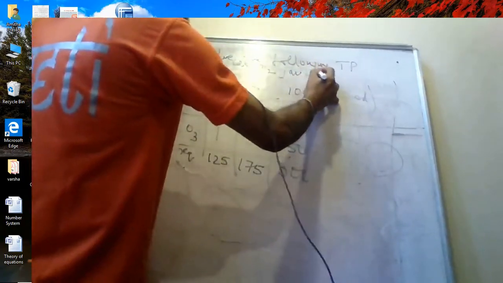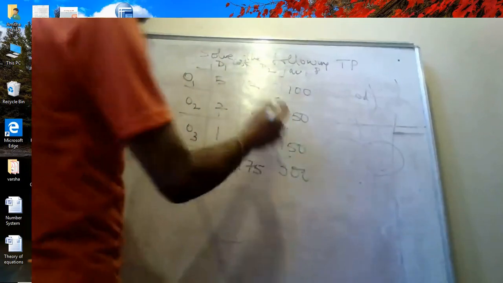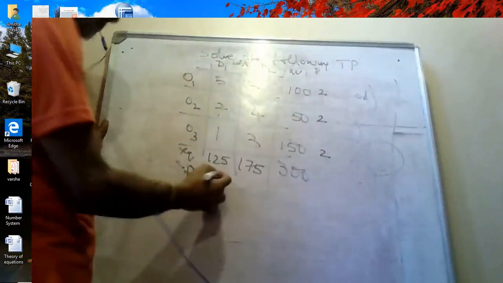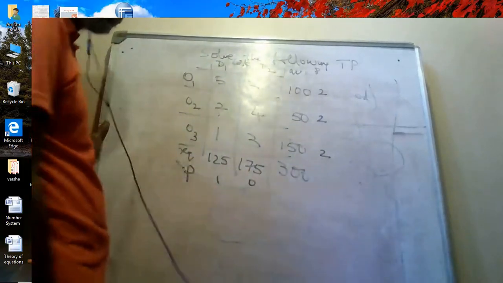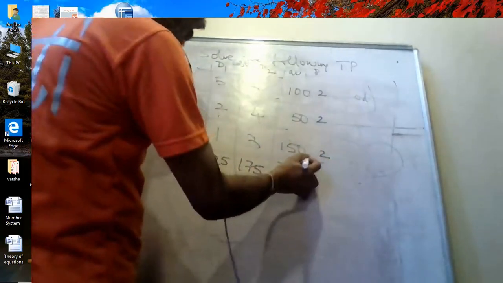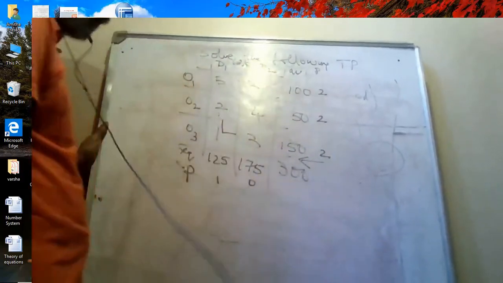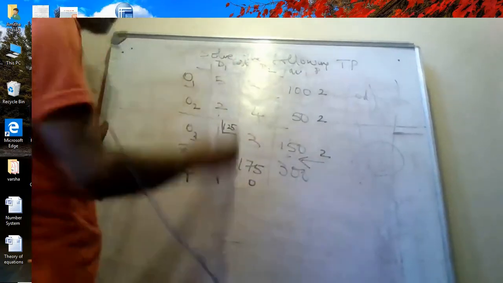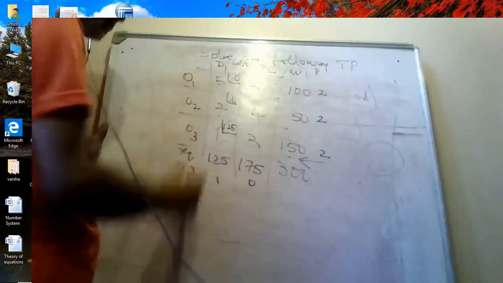So penalty, difference between two lowest elements: 2, 2, 2. Here 1, 0. So I have told you whenever there is a tie, you can select any one. So I'll take 2. All the 3 you can select, but I'll select the third one. Minimum cost is 1. So 150, 125. You give 125, this is gone. You can't allocate anything for this.